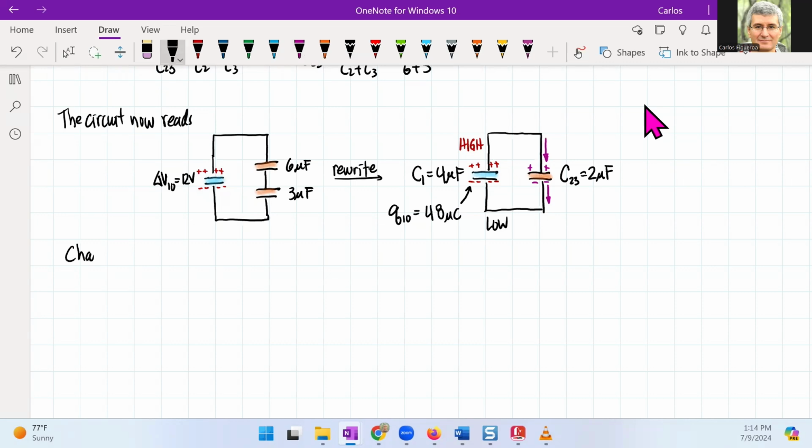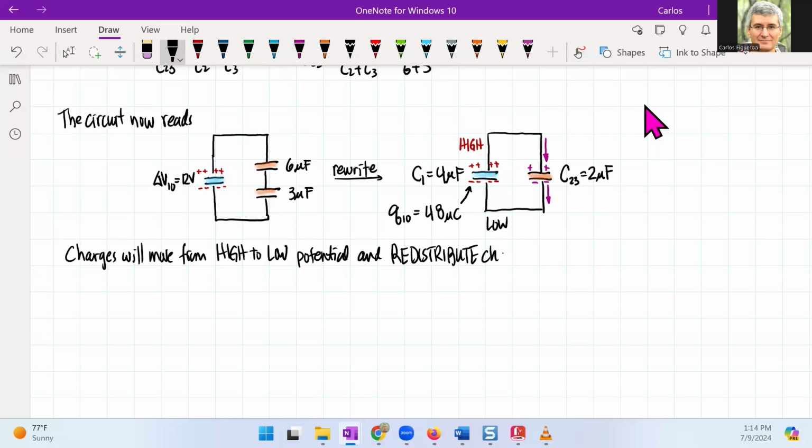Charges will move from high to low potential and redistribute the charge Q1 initial, which is 48 microcoulombs, onto the other capacitor. So when I look at this thing, here's what I'm seeing.